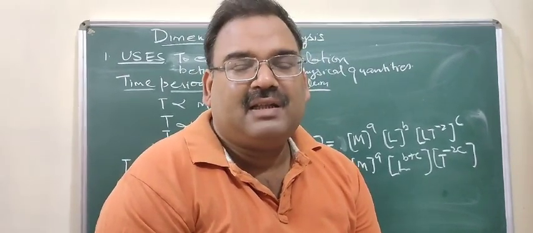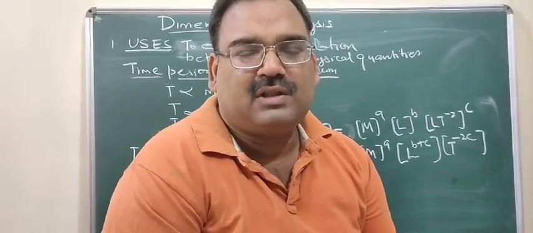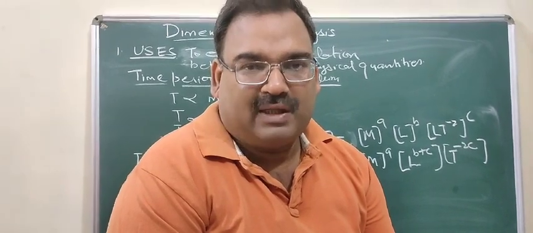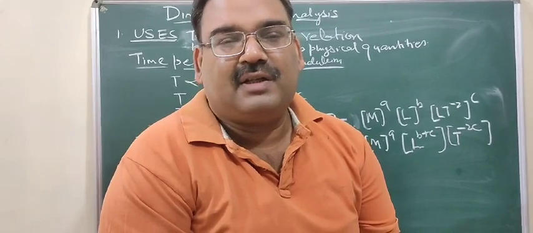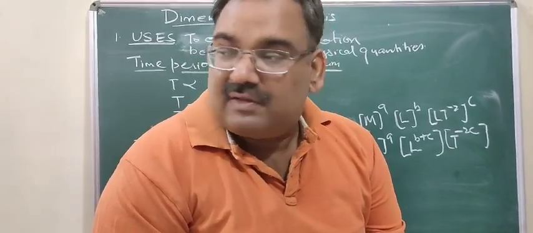Like for example, the last thing that we discussed was the time period of a simple pendulum. T is equal to 2 pi under root L over G. This is the actual formula, but we cannot get the value of 2 pi. So we can only get a relationship between length and gravity, but we cannot get the value of the constant 2 pi.